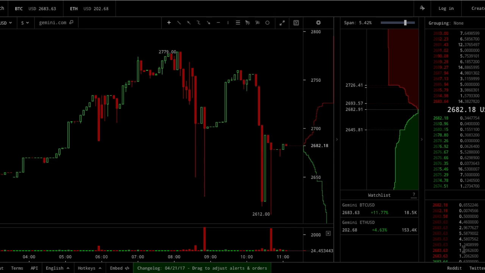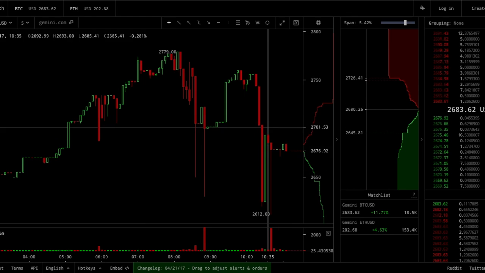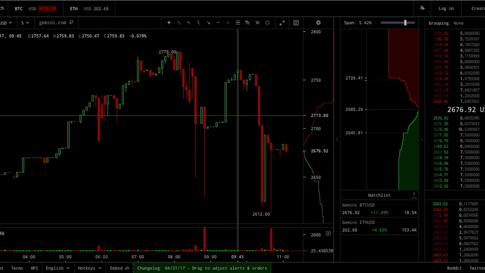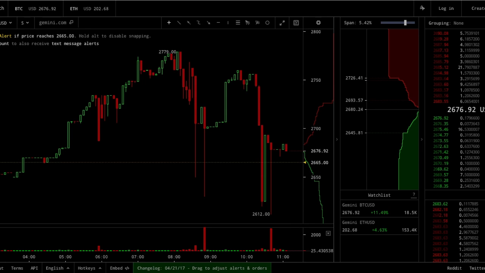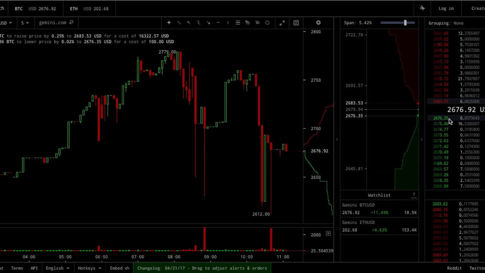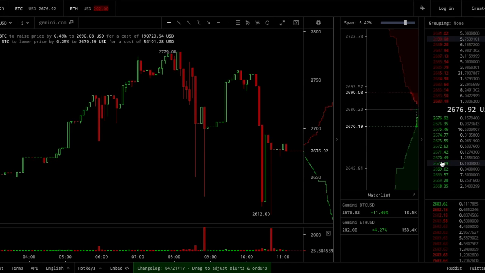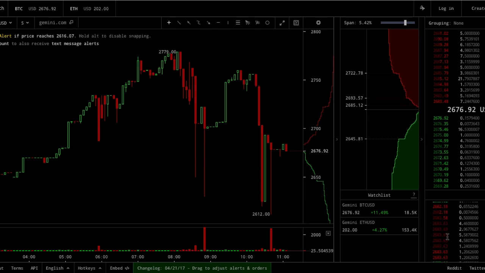Okay, we have a lot of selling here, and that is reflected in price here. This is just the last traded price. That's what this represents. So this is at 2676.92 right now, but that's just simply the last traded price that was here of someone who market sold, and market sold all the way down to that price. All right, let's see.